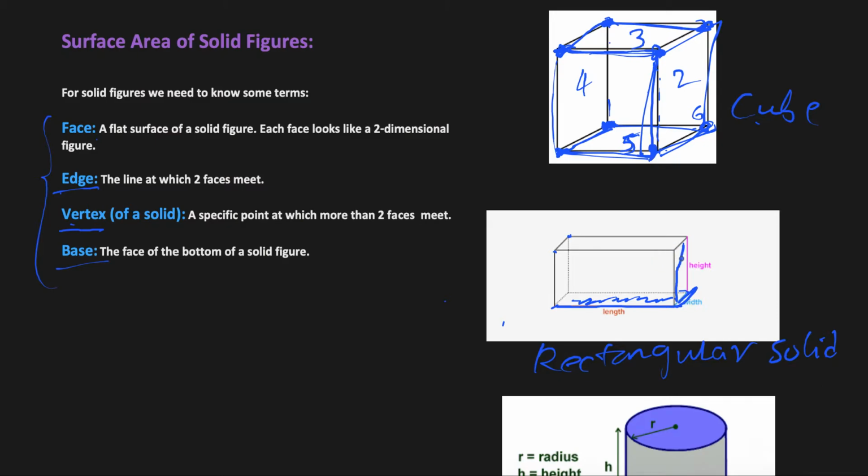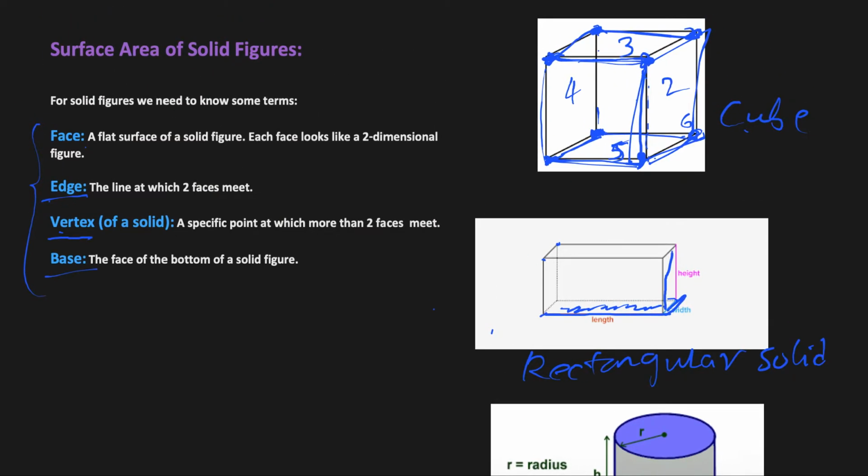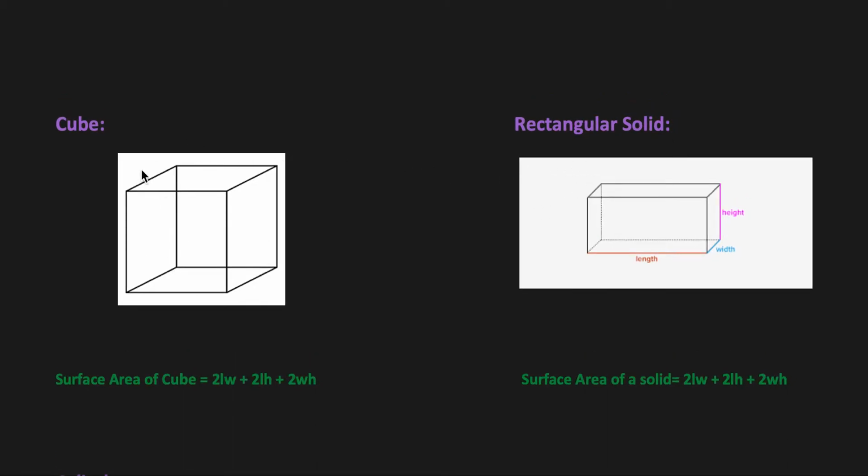Cool. So we will look into each of these solid figures, look at the formula, and go over some examples of how to calculate the surface area for a cube, a surface area for a rectangular solid, and a surface area of a cylinder. Cool. So let's jump into the first, which is a cube.